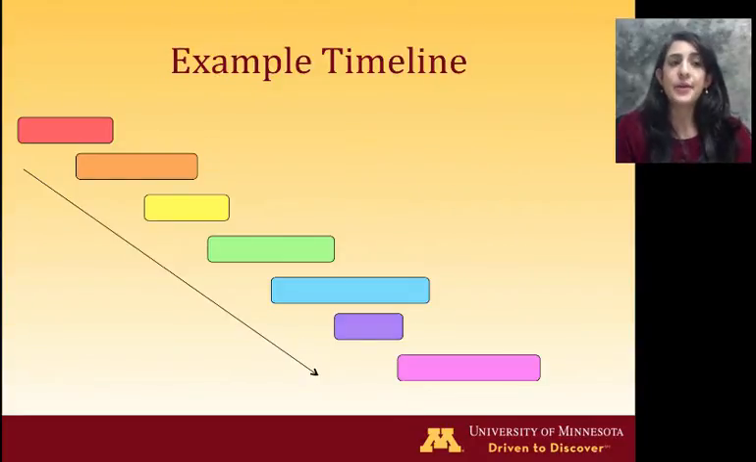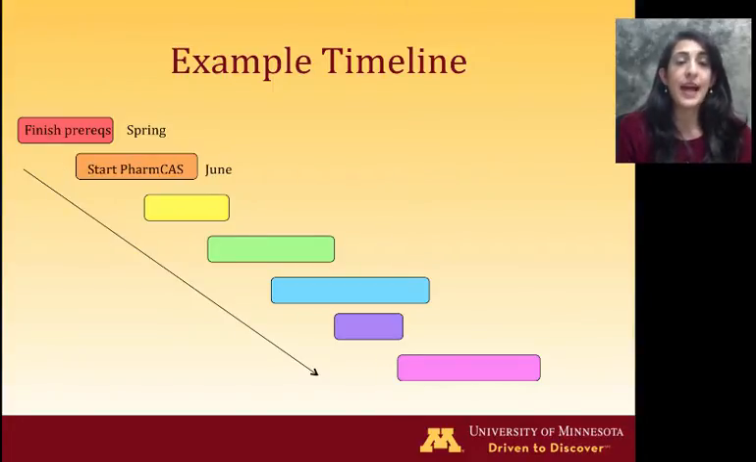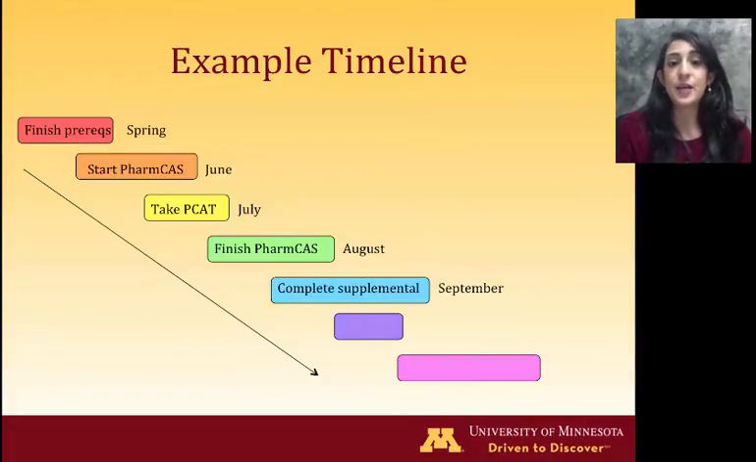To make everything a little bit clearer, here is an example of what your timeline to apply might look like. If you finished prerequisites in the spring, you would start your PharmCAS application around June. Then you would take the PCAT around July. In August, you would finish your PharmCAS application. And then you would complete your supplemental application.